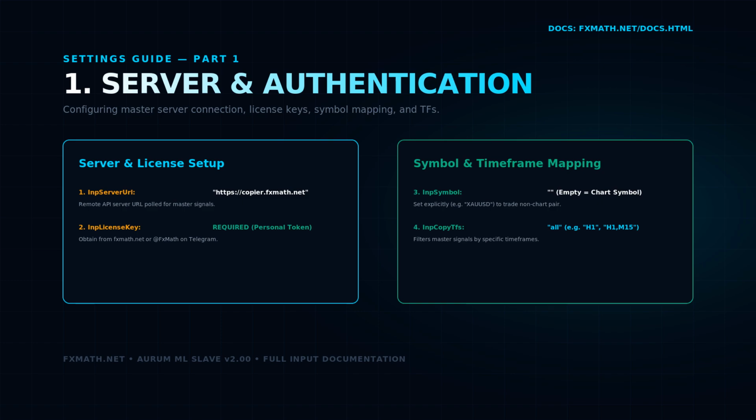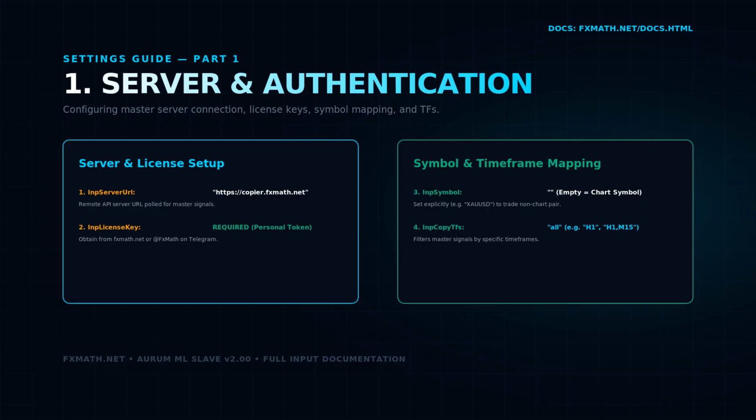Welcome to the comprehensive settings guide for FxMath Aurum ML Copier Slave version 2.00 for MetaTrader 5. Let's begin with the server connection parameters. Setting number 1 is InpServerUrl, which defaults to https://copier.fxmath.net. Leave this as default unless you run a private Copier server.